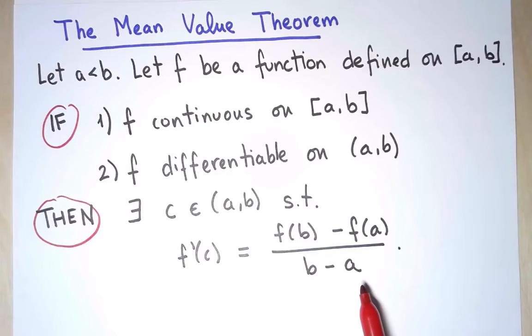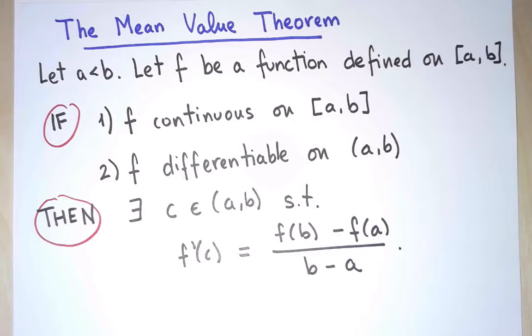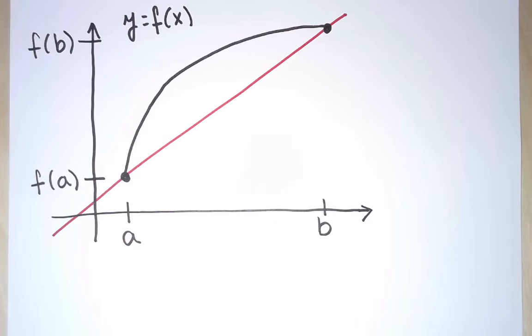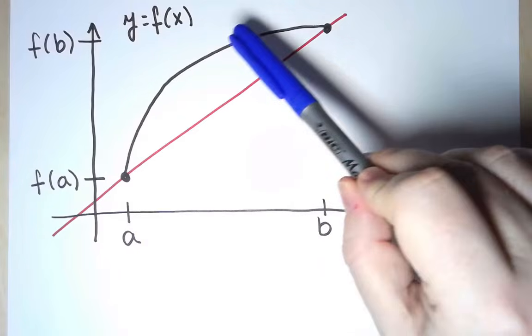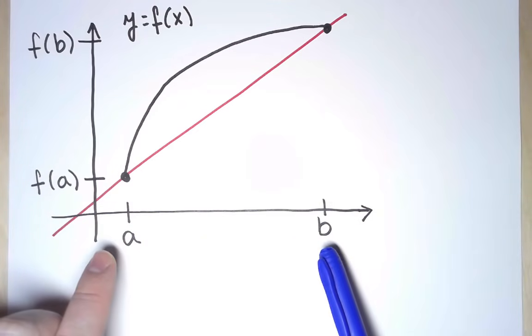Before I write the proof, as preparation, I will draw a graph and try to explain the idea of the proof pictorially. Once we understand the idea, writing the proof will be easier. Here is the graph of a function defined on the interval [a, b].